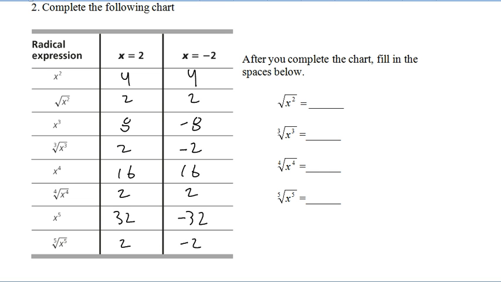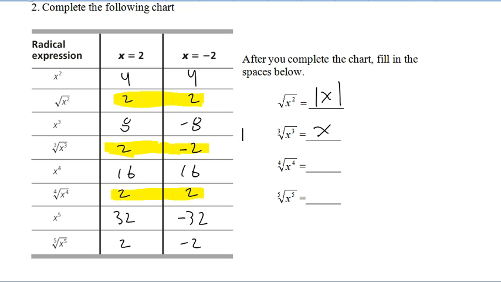So let's have a look here. So we know from yesterday that the square root of x squared is the absolute value of x. And we can see that because the square root of x squared is always positive. Okay, how about the cube root of x cubed? Well, if x starts out negative, it stays negative. So the cube root of x cubed is just x.